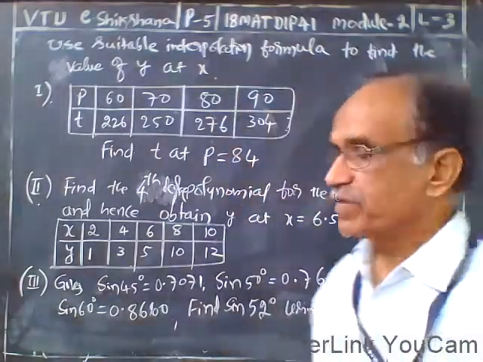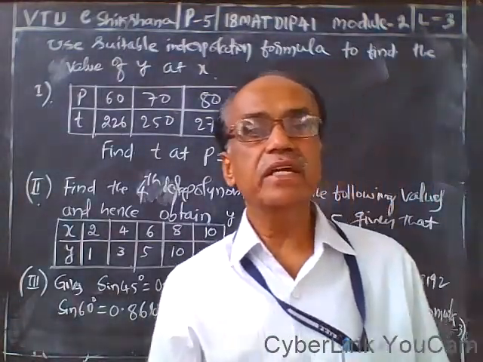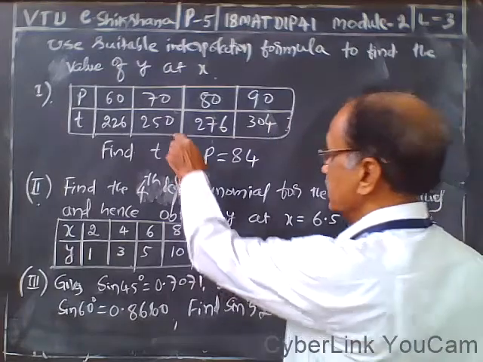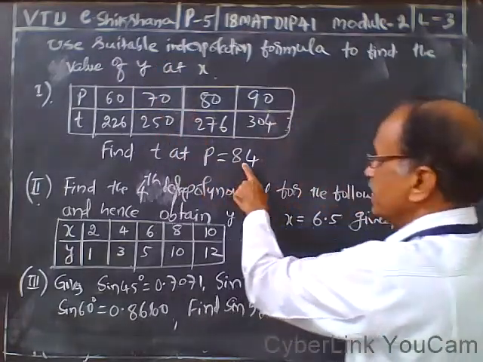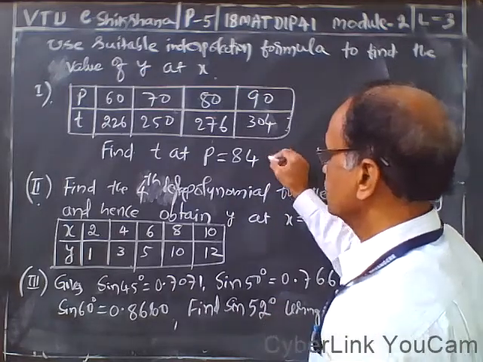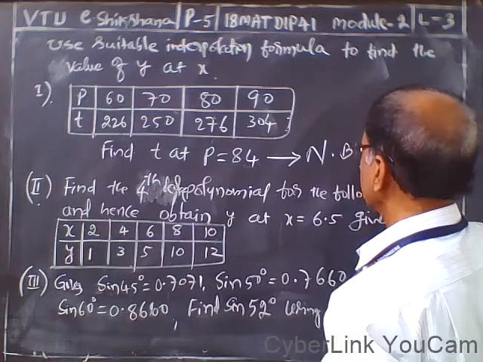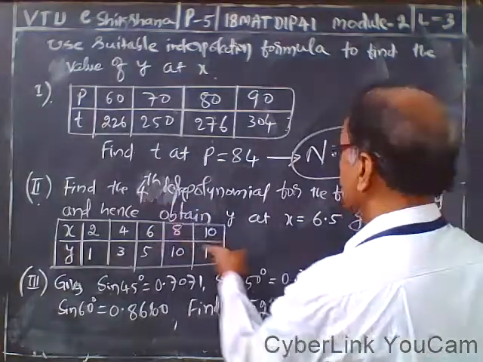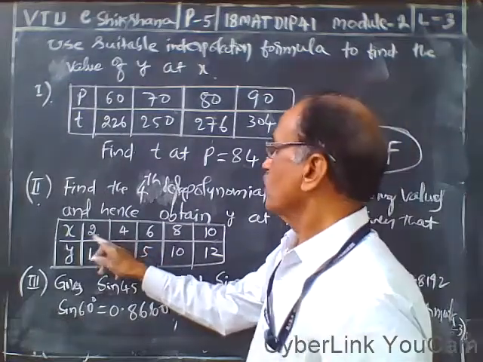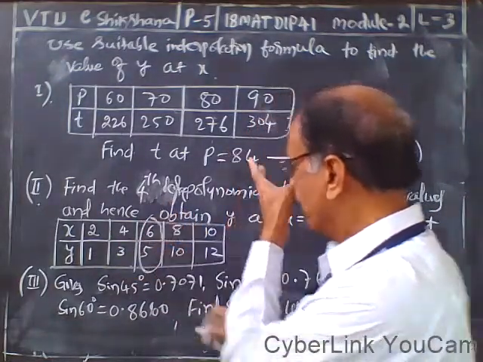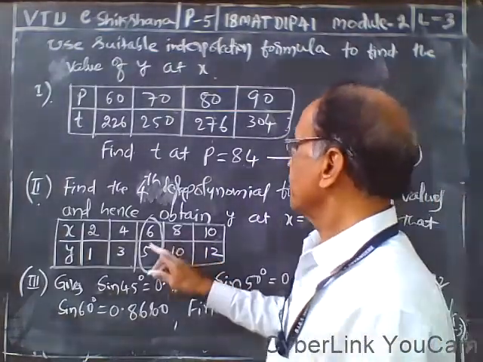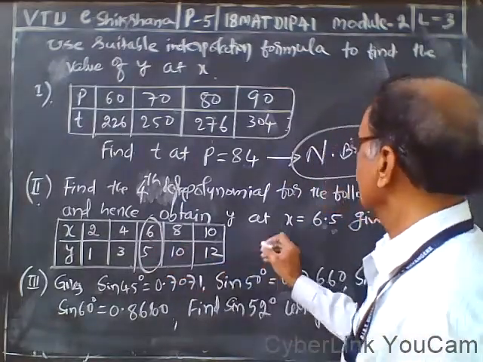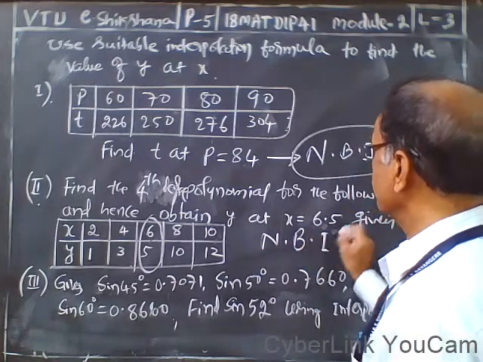you have to identify at which value of x, the value of y is to be calculated. For the first problem, this is 84. 1, 2, 3, 4, 4 values are there. This is 75 is the central value, but 84 comes near to the end of the table. So for this, Newton's backward interpolation formula you have to use. And here, fourth degree equation you are going to find out, and 6.5, 1, 2, 3, 4, 5, this is the central value, and 6.5 comes after the central value. Therefore, to calculate 6.5, here also Newton's backward interpolation formula is used.